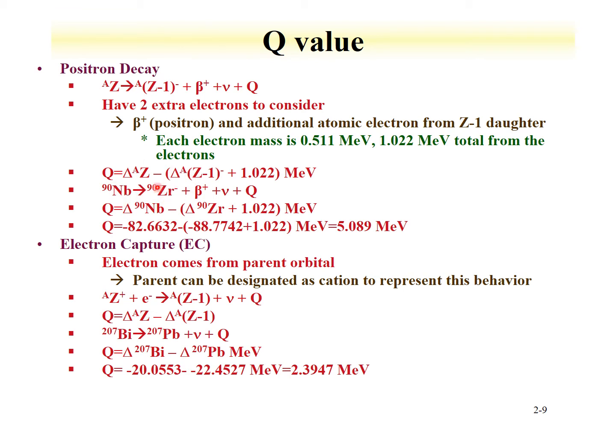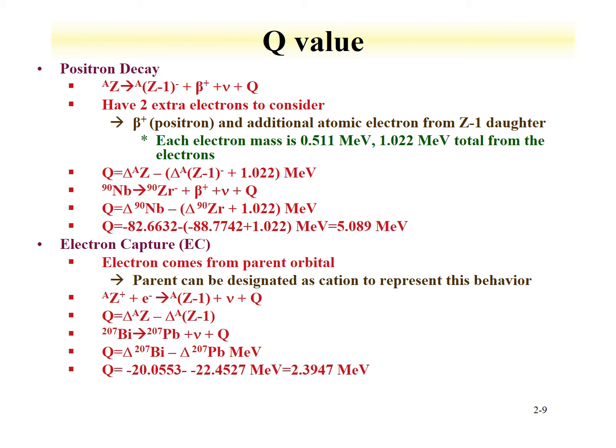So let's consider a decay. Niobium-90 decays to zirconium-90. A positron is emitted. So we look up the mass excesses for niobium-90 and zirconium-90. We know that the mass of the electrons is listed here. We get a value of 5.089 MeV.